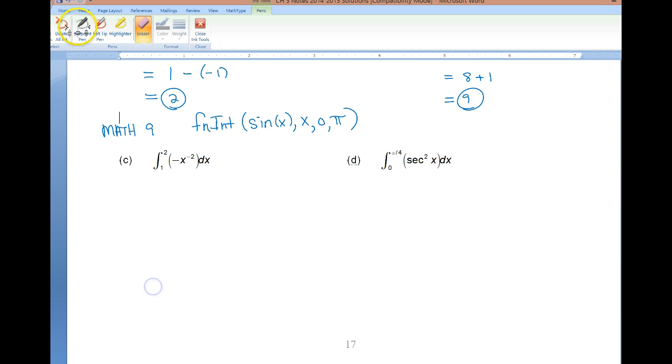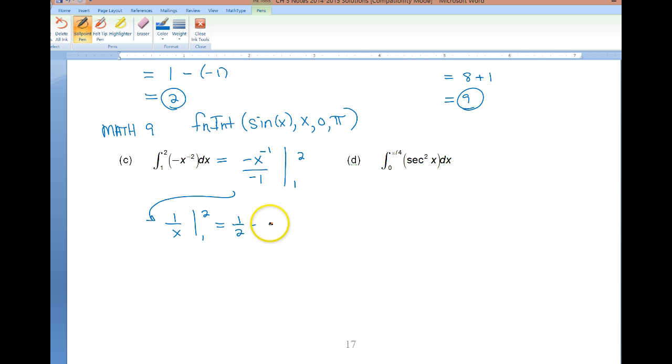Okay. Quickly, because we have to get through the average value. So we have a negative. The negative follows along, right? Negative x to the negative 1 over negative 1. And we want to evaluate this from 1 to 2. So this is really 1 over x evaluated from 1 to 2. Now we're going to plug in 2, and we're going to subtract, plug in 1. Remember, do the top bound minus the bottom one.